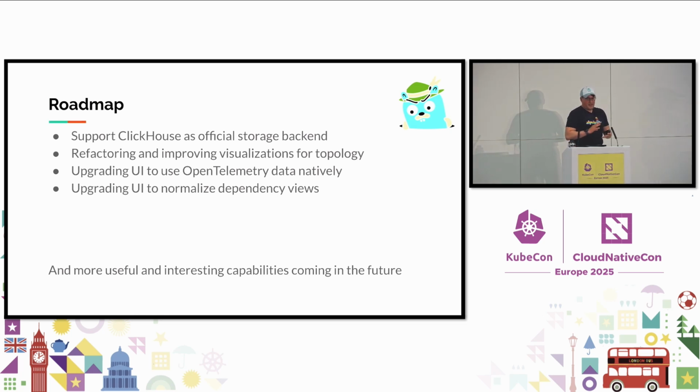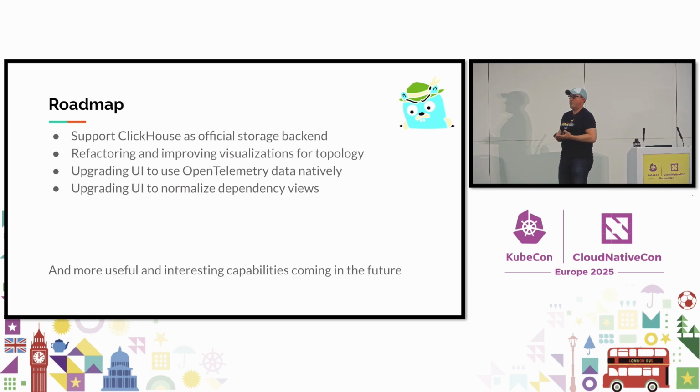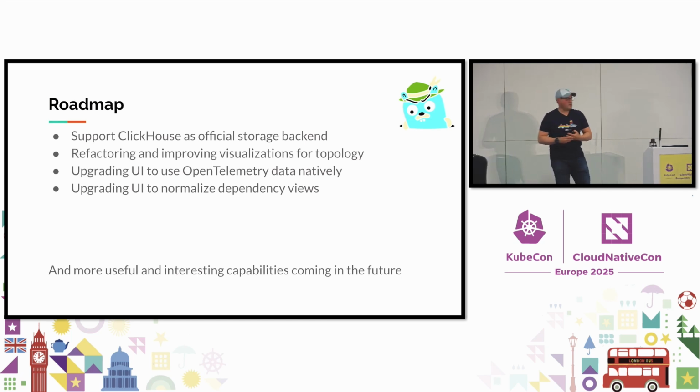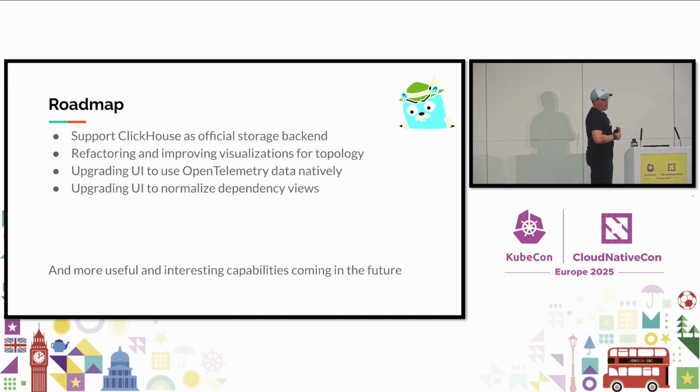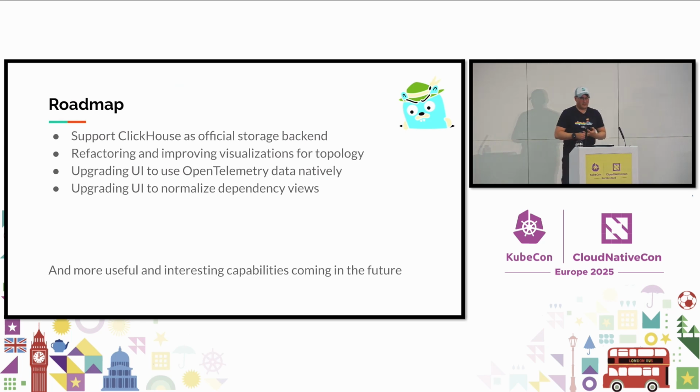So the first thing that is, I would say 80% done or more is ClickHouse support natively, so that'll be an official backend for the project. That means we'll test it, it'll be part of our CI system, and if there's any issues, we'll be able to handle it. So that's coming along, it should be done very soon.